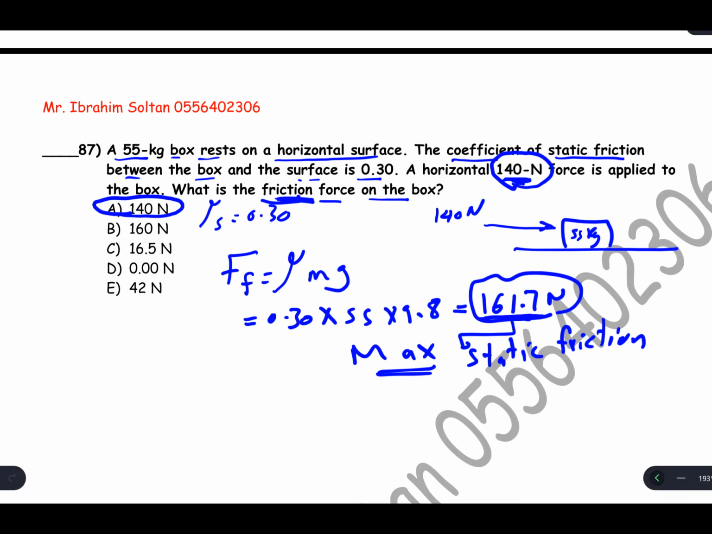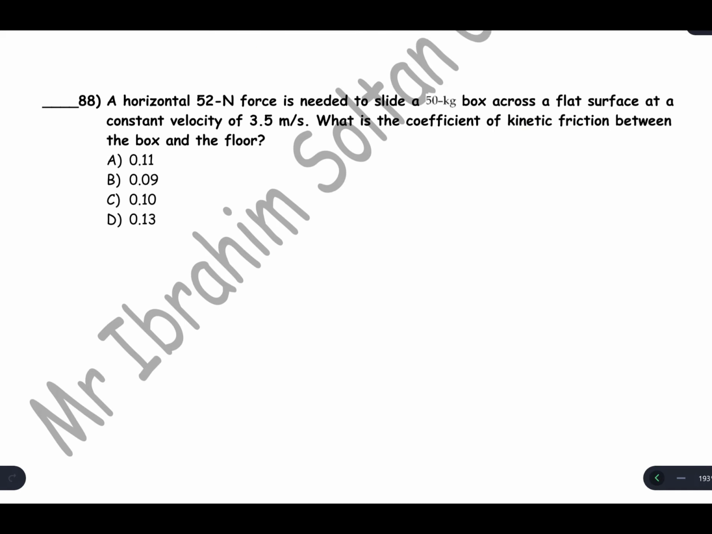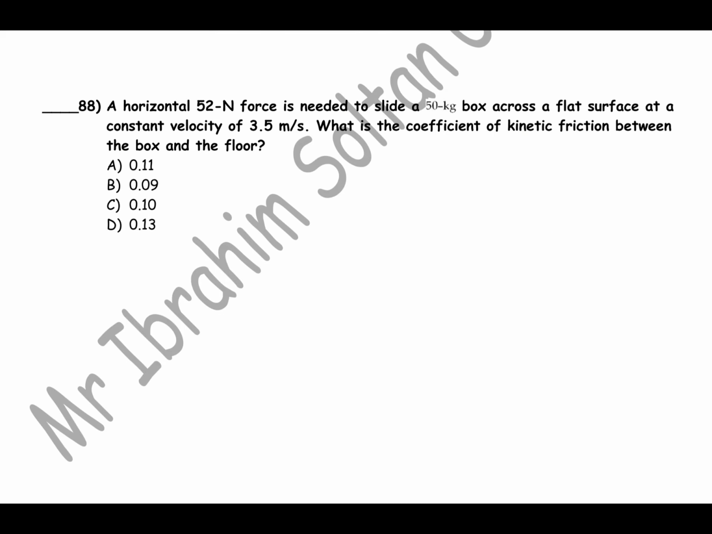Why? Because you couldn't overcome the static friction. So the friction that you face is equal to the push force only, less than the maximum static friction. So the answer is A, 140. Got the idea, guys? I hope you got the idea. Let's go to the next.